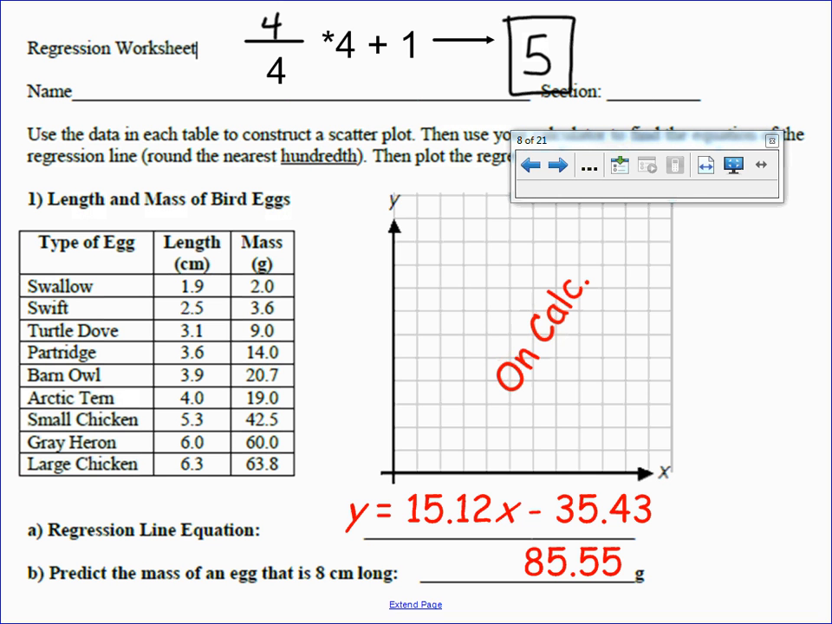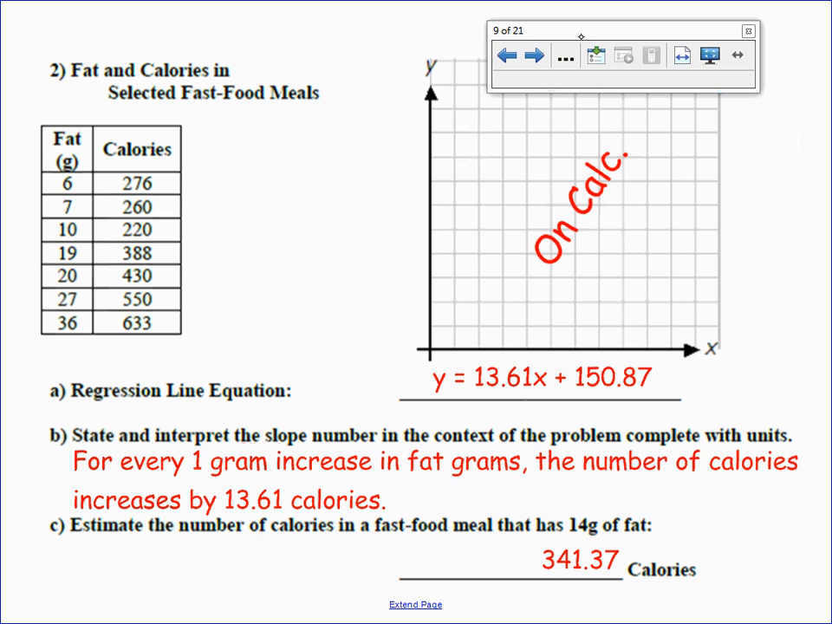Okay, let's go ahead and check them. So our first one we did together, the second one paired fat grams and calories in selected fast food meals. And so it's okay if you make the graph on your calculator, using the stat plot feature, because we were into using the calculators for these problems. So it's okay if you do that on the calculator.